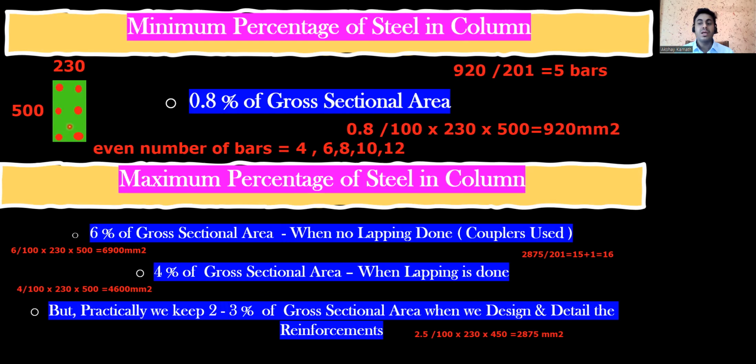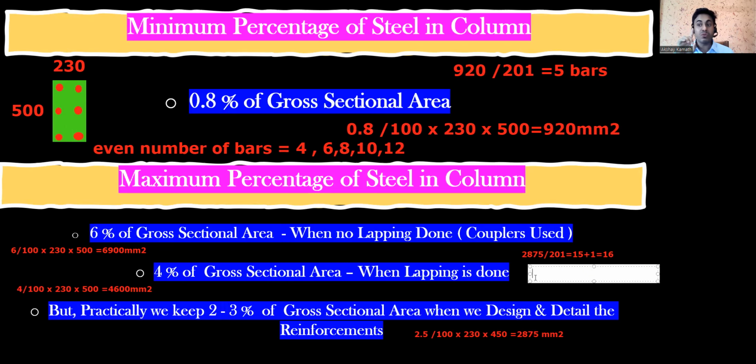Practically not possible. Why? You can provide, but practically on site, when you pour the concrete and when you run the vibrator, your concrete doesn't go. There is so much congestion. Now, what you can do is increase the diameter of the bar. So instead of 16 diameter bar, I'll go with the 25 diameter bar.